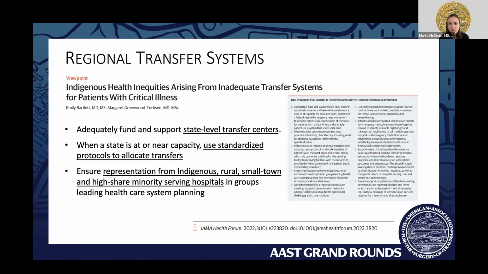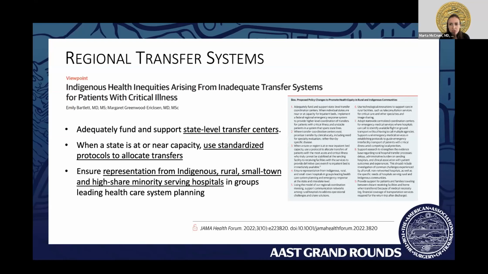Regional transfer systems have been proposed and adopted as a solution to this during COVID. In certain states, Washington State is an example, there was a central state transfer agency that was managing all the transfer requests. This article by Margaret Greenwood Erickson and her colleagues offers a few lessons that they learned from their experience in New Mexico. And these solutions are designed to support equity in hospital transfers.